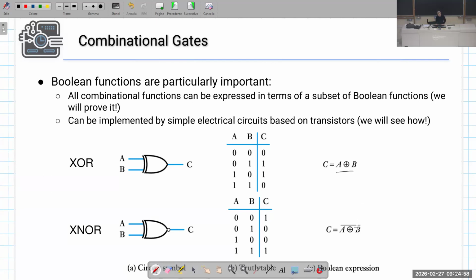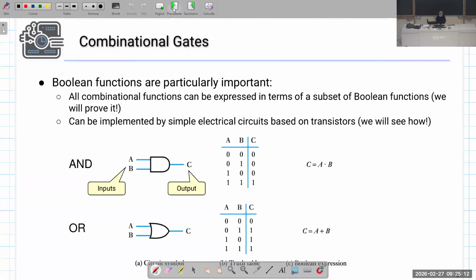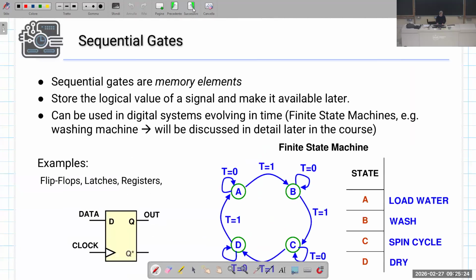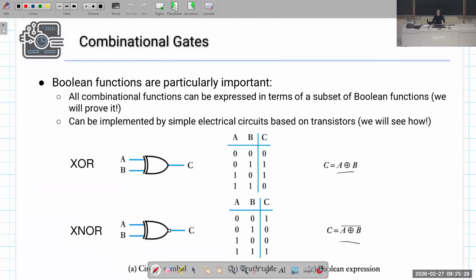This is the symbol of the XOR, and this is the symbol of the XNOR. Actually, the over bar means complement, means the NOT operation, as we have seen also here. The over bar over the name of the variable indicates the complement, that is the NOT of the variable. Okay, this is just to give you an overview of different combinational functions.